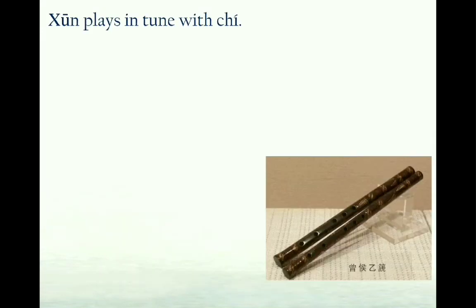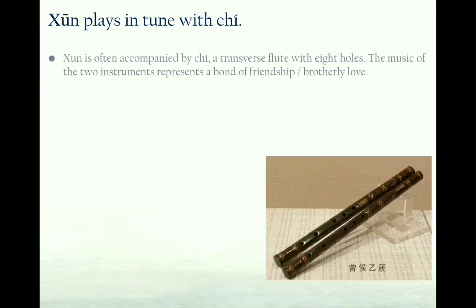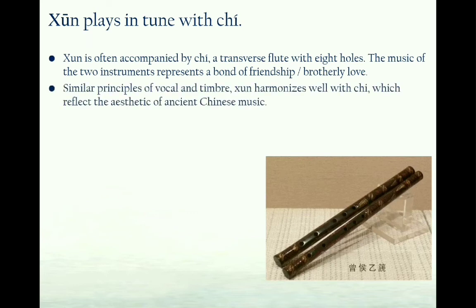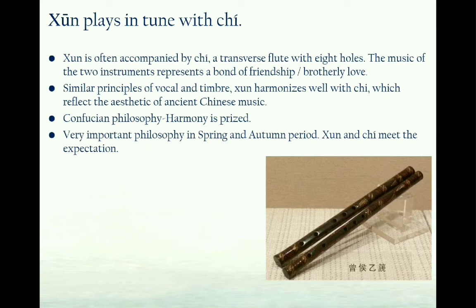Besides the solo way, Xun is often accompanied by Chu, a transverse flute with 8 holes. The music of the two instruments represents a bond of friendship or brotherly love. With similar principles of vocal and timbre, Xun harmonizes well with Chu, which reflects the aesthetic of ancient Chinese music. Confucian philosophy emphasizes harmony, which is a very important philosophy in the Spring and Autumn period. Xun and Chu meet the expectation.